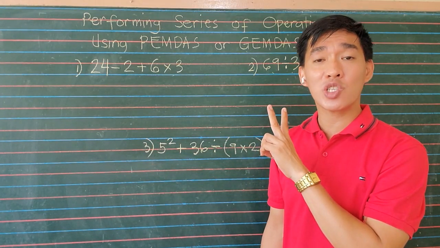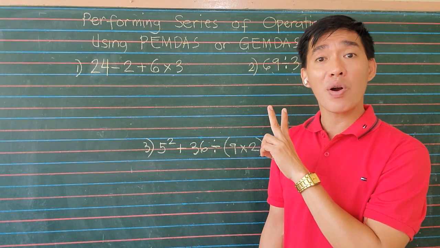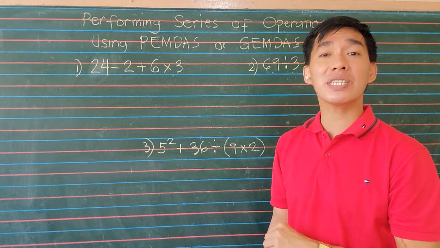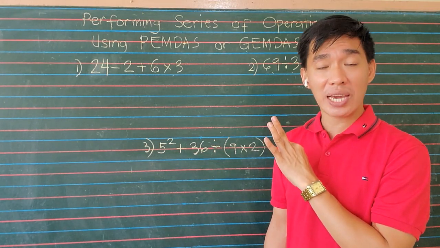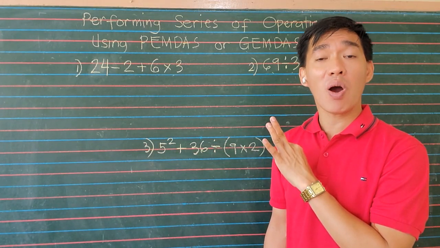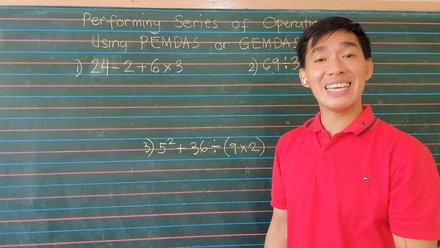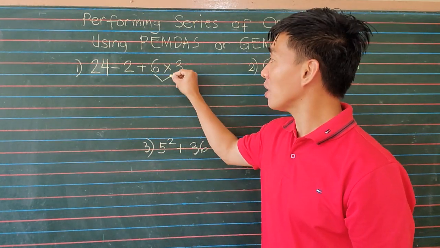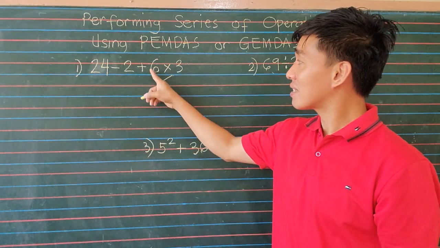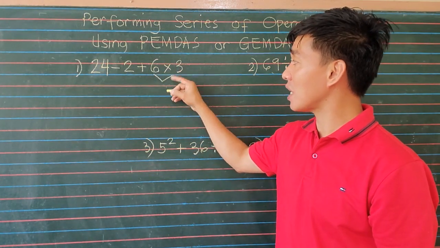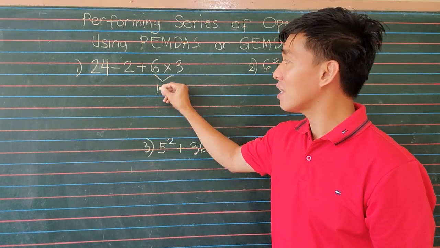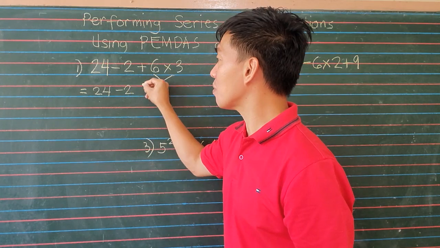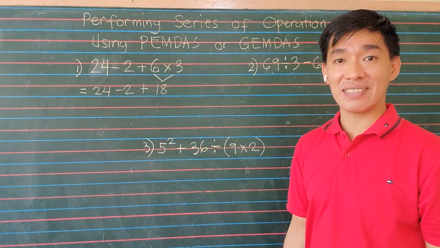Step number 2, check if there's a number or numbers with exponents. There's none. So let's proceed to step number 3. Check if we do have multiplication or division. In this case, we do have multiplication. So we will multiply first, then 6 times 3 is equal to 18. You just copy 24 minus 2 plus 18.